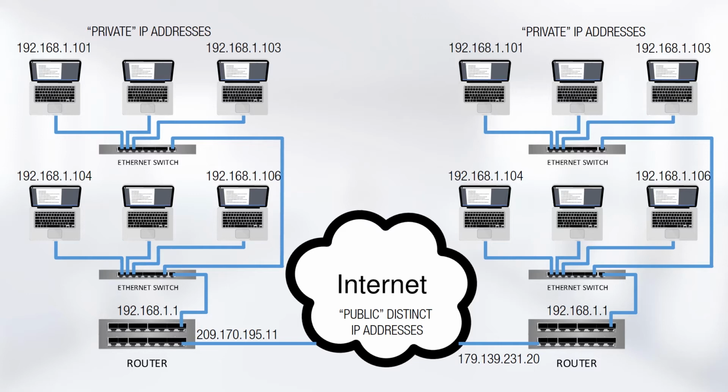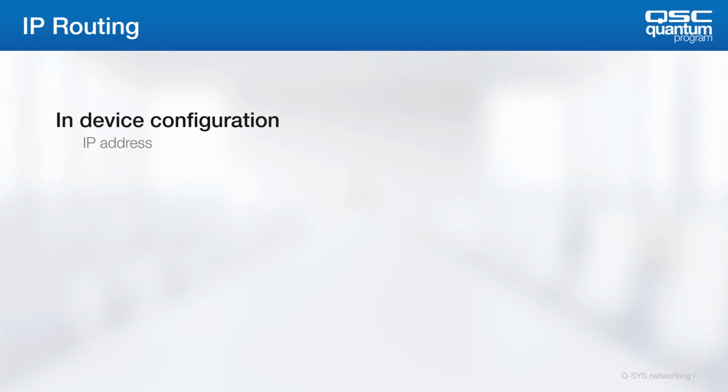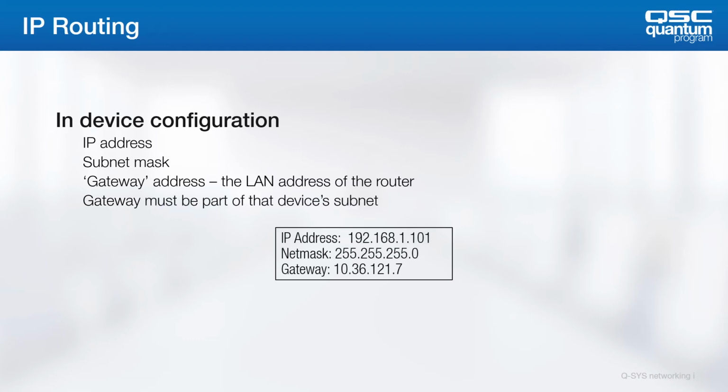For the devices on the private side of a router to connect to the public side, we need to specify a third parameter in the IP configuration, the gateway address, which represents the private address of the router itself. There are a couple of things we need to be careful of when specifying a gateway address. A, it needs to be a valid private router address, and B, that address must be on the same subnet as the device itself. Let's look at an example.